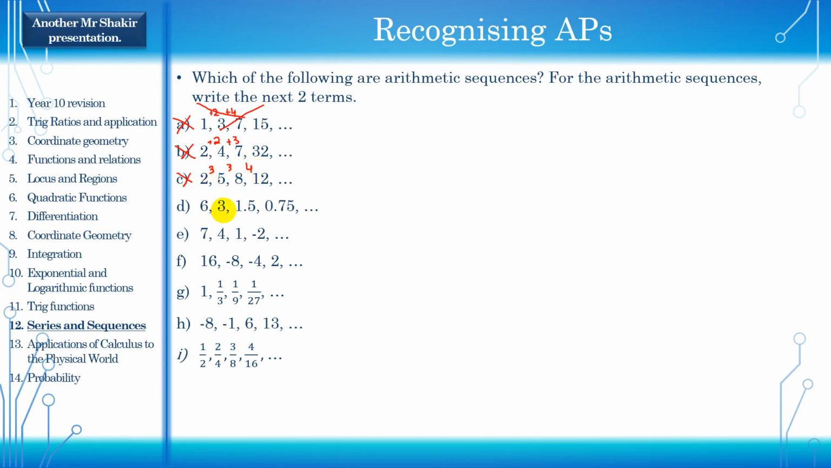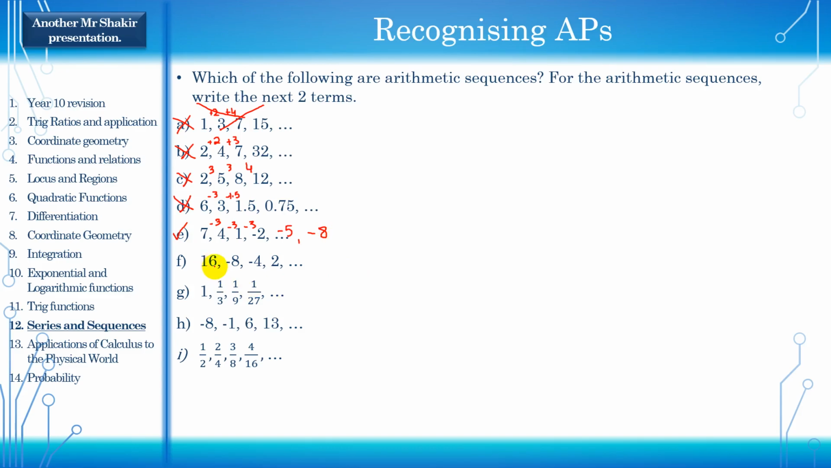Okay. 6 to 3 it went down by 3, so negative 3, and then it went down by negative 1.5. That is also not an arithmetic sequence. Okay, now looking at E, 7 to 4 it went down by 3, then it went down by another 3, went down by another 3. Hey, that is an arithmetic sequence. And let's write the next 3. So it'll be negative 5, then negative 8.